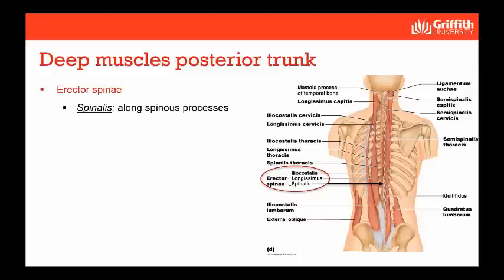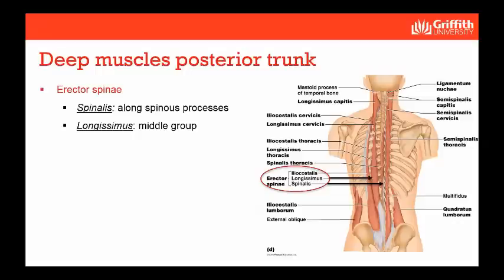These include the spinalis muscles, running along the spinous processes of the vertebral column. They originate on the spinous processes of the upper lumbar and lower thoracic vertebrae, and they insert on the spinous processes of the upper thoracic and cervical vertebrae. The spinalis muscles are the most medial column of the erector spinae.